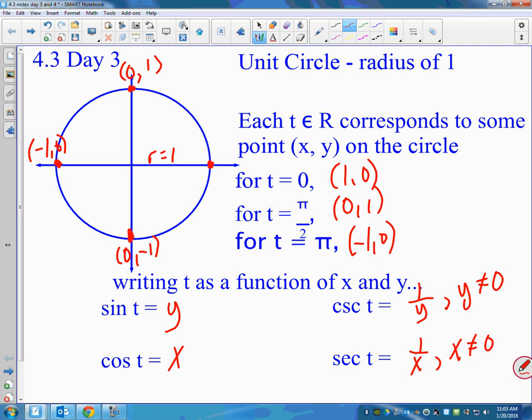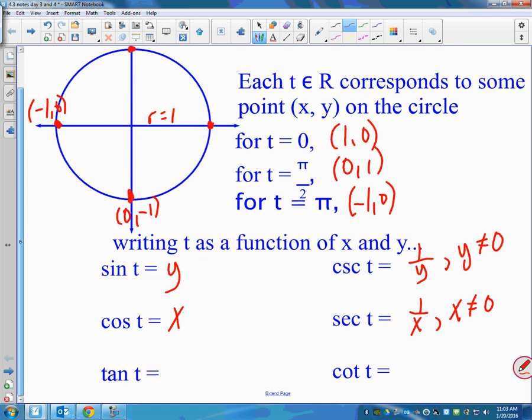And the great thing is if you know tangent, you still know tangent, because tangent didn't have r in it anyway. Tangent is opposite over adjacent, or on the coordinate plane, that's y over x, where x can't equal 0. Cotangent is x over y, where y can't equal 0.